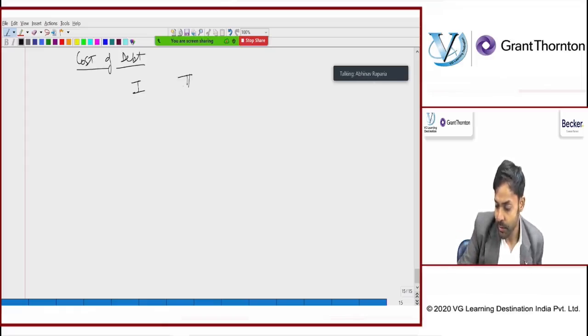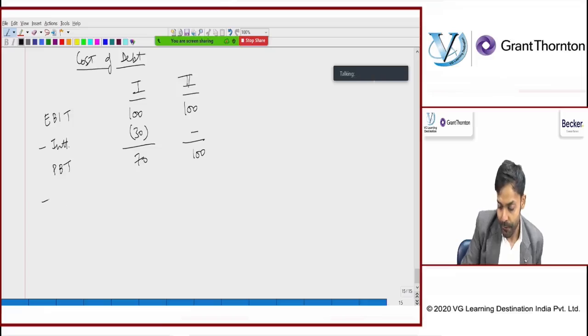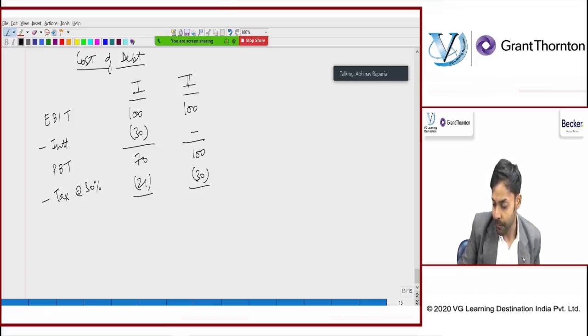For example, there are two scenarios, and EBIT in both cases is 100. From that we'll reduce the interest. Suppose there is no interest in the second scenario, and in the first there is an interest of 30, so PBT would be 70. Here it is going to be 100, which is called PBT. From that, if I reduce the tax, say 30%, it is going to be 21 here, and 30 here. So it's going to be 70, and 49.